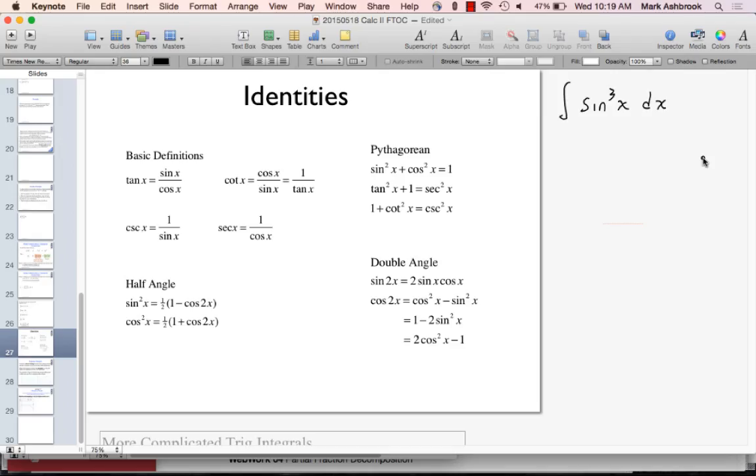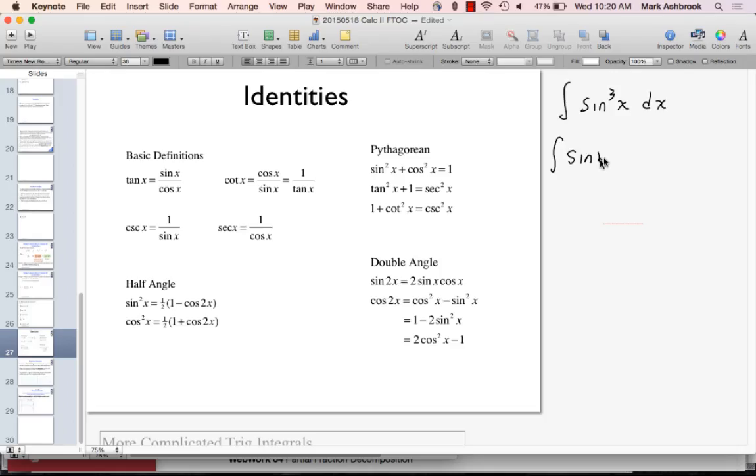How about this one? Is it undoing the chain rule? What else would we need? We need a cosine. If it was sine cubed x times cosine x, undoing the chain rule, home free, you're done. But it's not. It's just sine cubed x. So we've got to come up with something here. Someone said split it up. What do you mean by split it up? Okay, yeah. So we could do sine x.